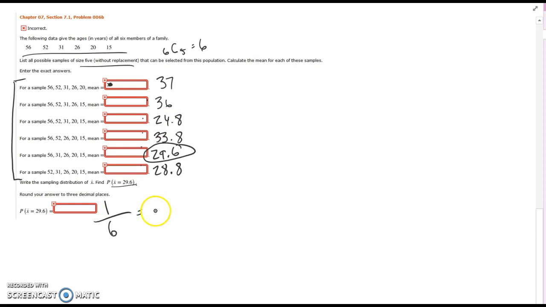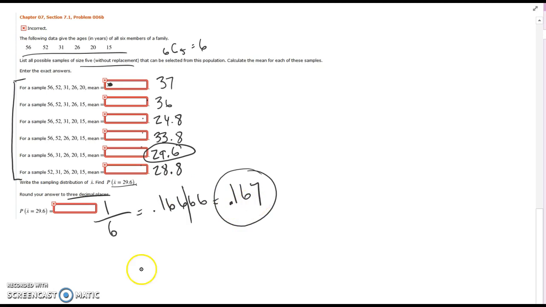So your answer here would be, round to 3 decimal places, 0.167. So the probability that your sample distribution is 29.6 is 0.167. So that 29.6 happens one time out of 6. And that's how you calculate that.